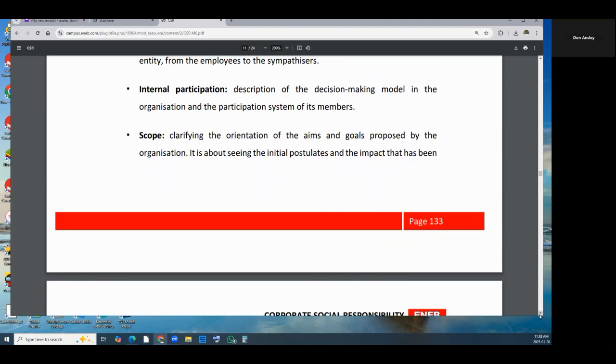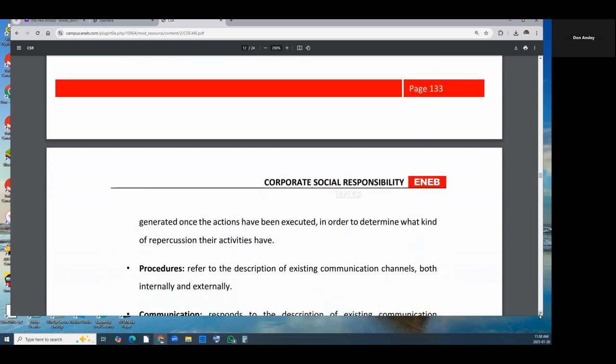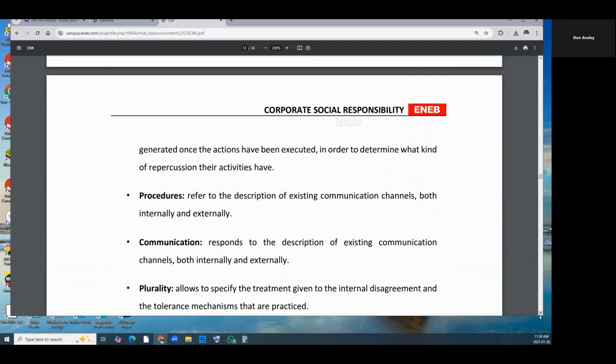The internal participation: description of the decision-making models in the organization and the participation systems of its members. The scope: clarifying the orientation of the aims and goals proposed by the organization. It is about seeing the initial postulates and the impact that has been generated once the actions have been executed, in order to determine what kind of repercussion these activities have.